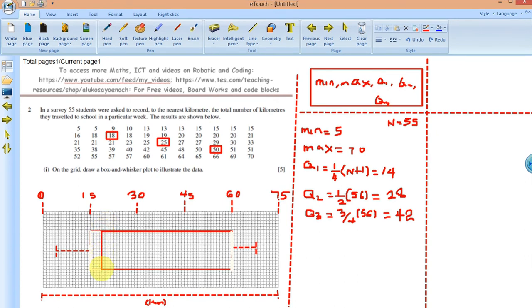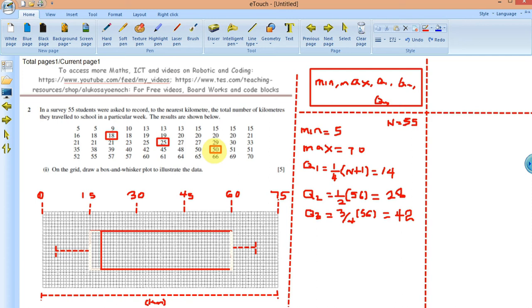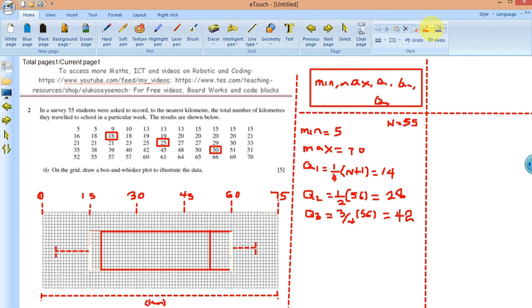Then my upper quarter is 50. So 50, I still need to move this one back so that I can have 50 around here. So I will still take 50, should be around here. Then I still need to take white and clean that. Okay, sorry about that. Okay guys, I'm just taking my time for box and whisker.